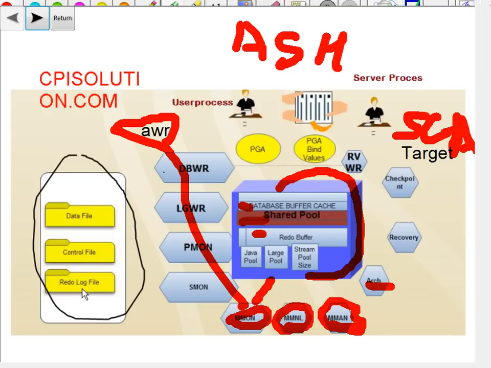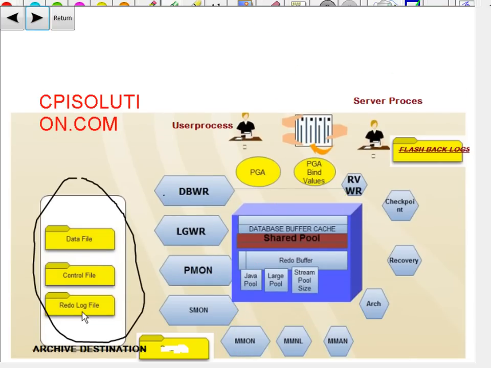Archiver is responsible for generating archive logs from the redo log. So whenever there is a redo log switch, at the archiver destination, the archive files are created. These archive files would be required when you are doing a recovery. Additionally, archiver also is useful for transferring the redos to the standby server in a data guard environment.